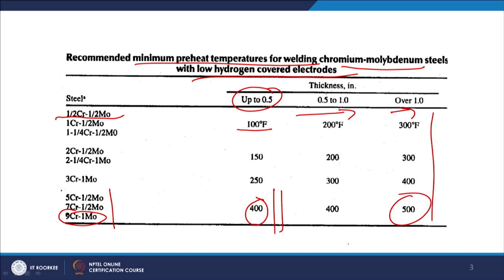So, increasing the chromium and molybdenum content will be increasing the carbon equivalent, which in turn will be increasing the hardenability. So, in order to deal with the increased hardenability, we need greater preheat temperatures, so that cooling rates can be accordingly reduced in order to avoid the embrittlement of the chromium molybdenum steel weld joints.